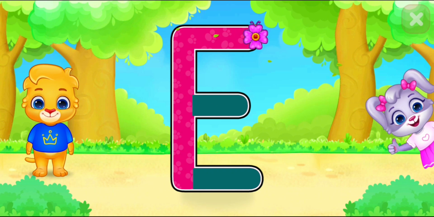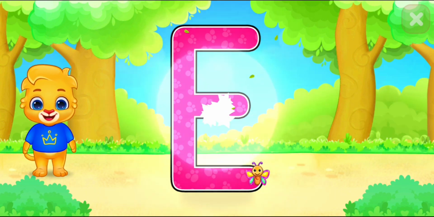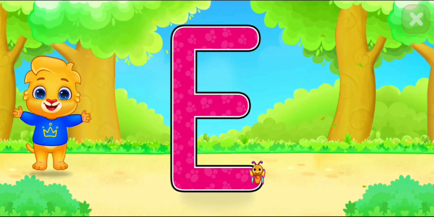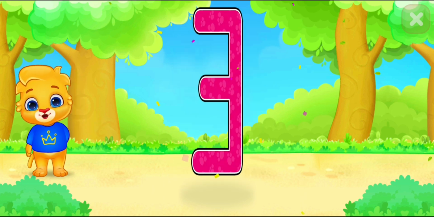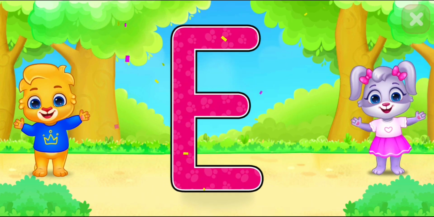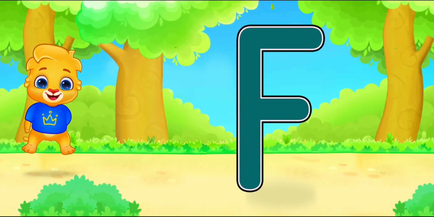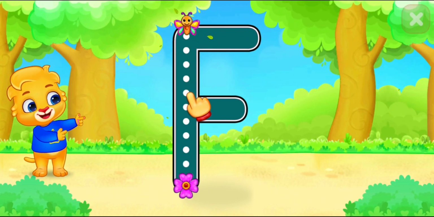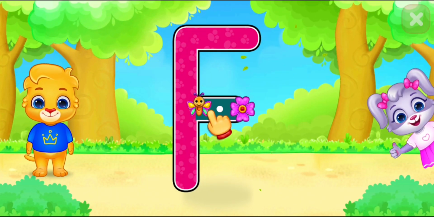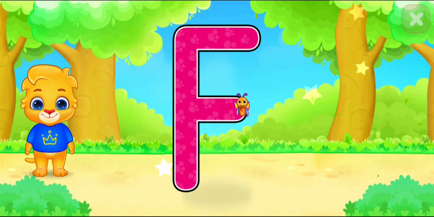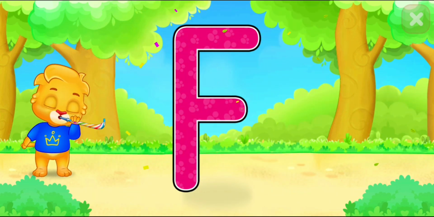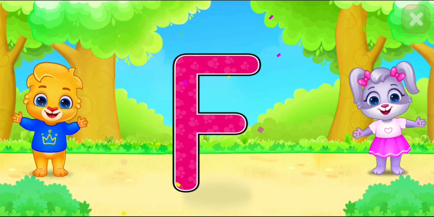Bee will move towards flower. Wow, we draw our next letter, that is the E letter. Now we move towards our next letter, that is F. In F, bee will move towards flower, bee will move towards flower, and bee will move towards flower. We draw our letter. Wow.